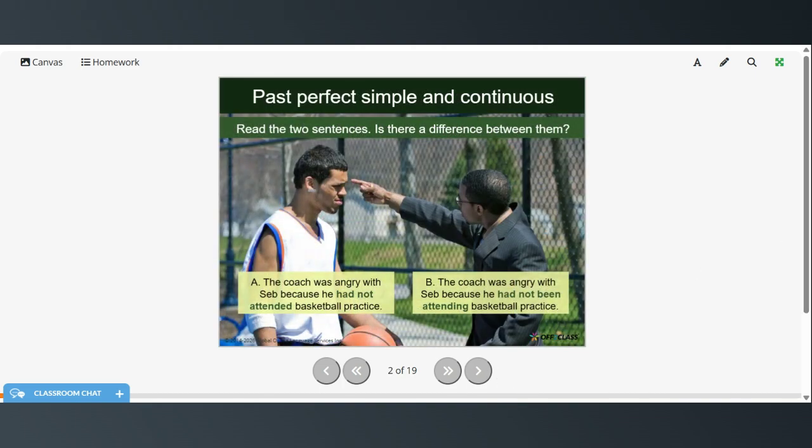So now we're going to look at the comparison between past perfect simple and continuous. So we'll read the two sentences and then you can put your answers in the comments as to whether you think there is a difference in meaning between the two sentences. So A, the coach was angry with Seb because he had not attended basketball practice, and B, the coach was angry with Seb because he had not been attending basketball practice. So you can write down what you think the difference is with the meaning of those two sentences in the comments.